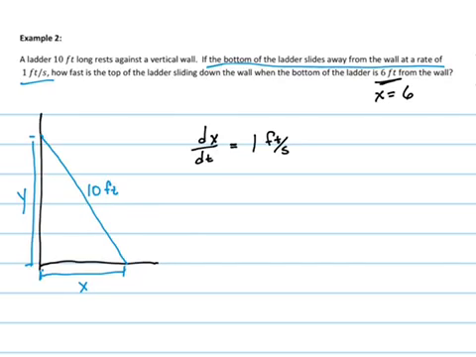So here's some other things that might be helpful. We want an equation that relates x and y. And we can use a simple Pythagorean theorem. x squared plus y squared equals 10 squared, or 100.